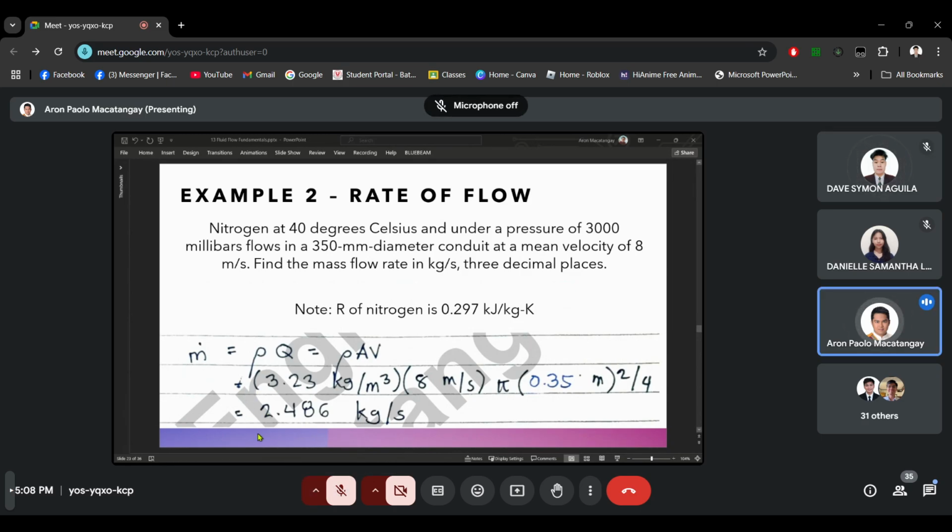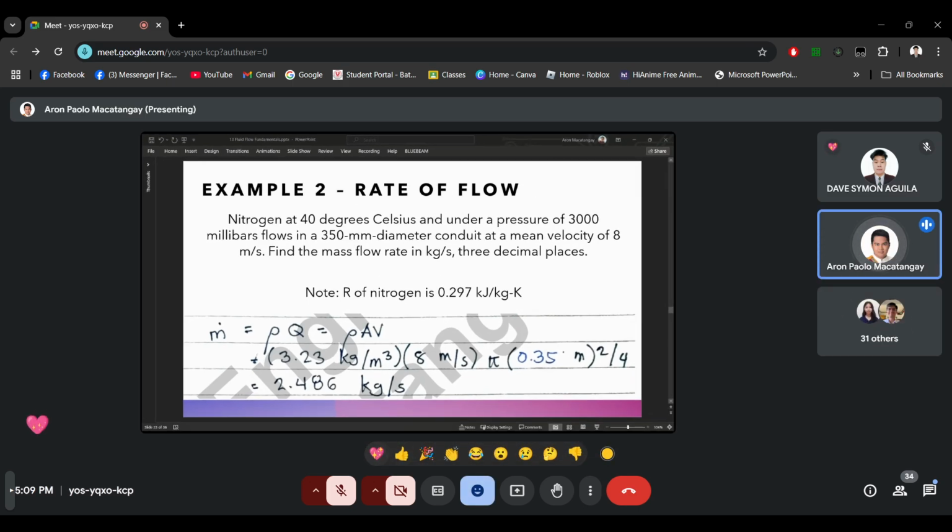Yes, okay. So, tawag dito, multiplying everything, density, 3.23 kilogram per meter cube times velocity na 8 meters per second times yung area na pi. Again, ang ginagamit ko dito is d na 0.35 meter, squared over 4. We get 2.486 kilograms per second. Okay, salamat, Dave. Salamat, Aldrin and Daniel.